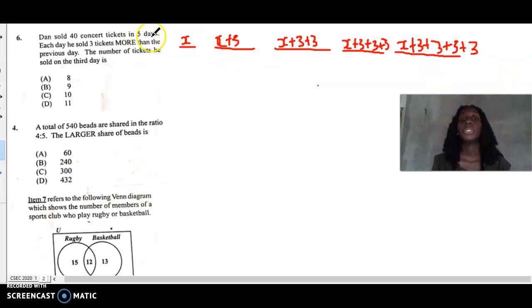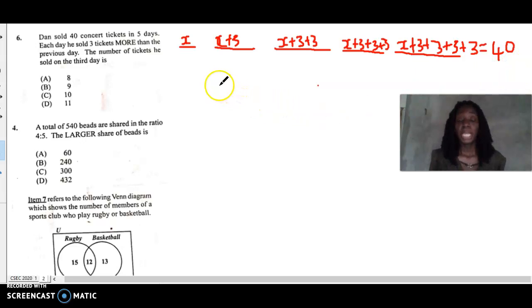So we know that he sold X on day 1, X plus 3 on day 2, X plus 3 on day 3, X plus 3 plus 3 on day 4, and X plus 3 on day 5. Hopefully I said that in the correct order. So over this period of 5 days, he sold a total of 40 tickets. So that is all the information that we know so far.